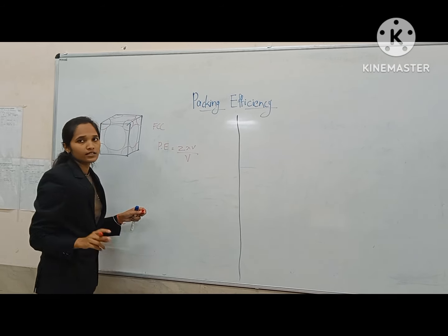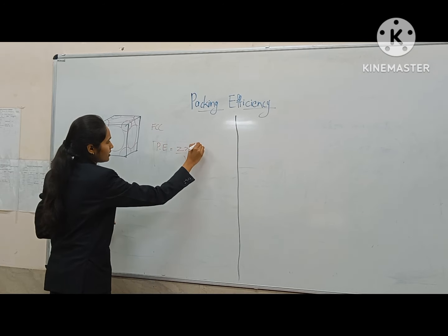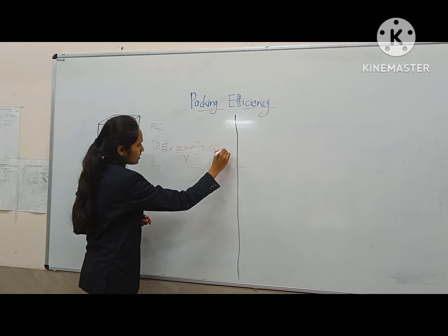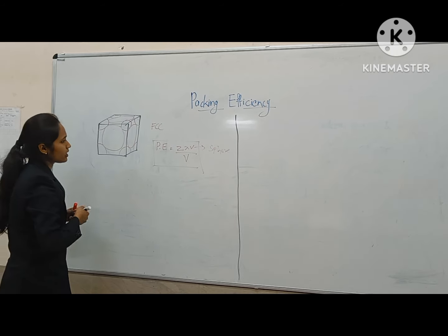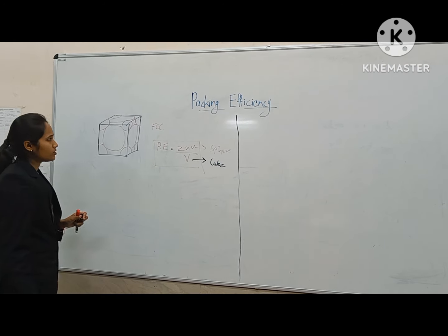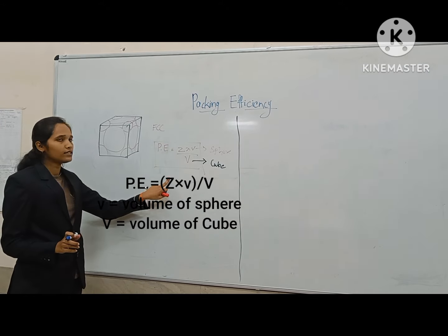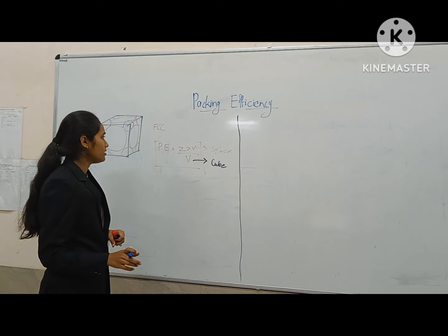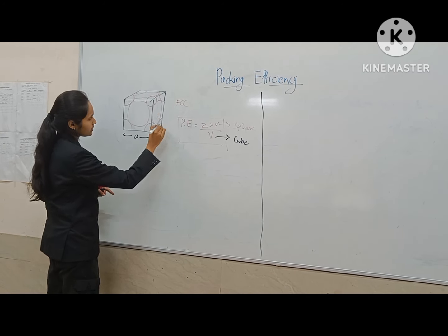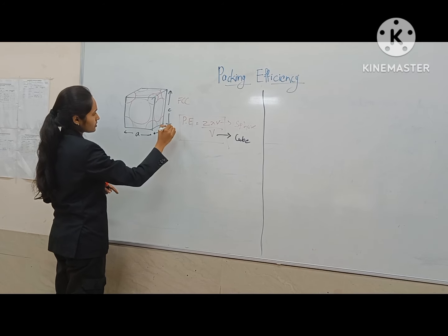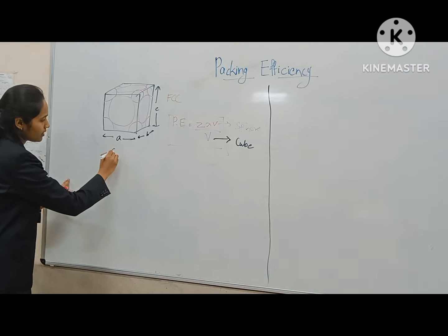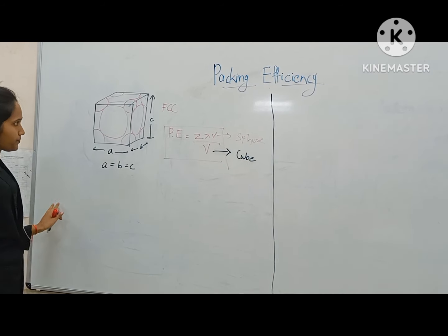Here we will not use the term area. Here we will use the volume of sphere, and the capital V is the volume of the cube. So before calculating the volume of the unit cell, this is the length, this is the breadth, and this is the height of the cube. And this is a cube, so all the sides of the cube are equal. So A equals B equals C.